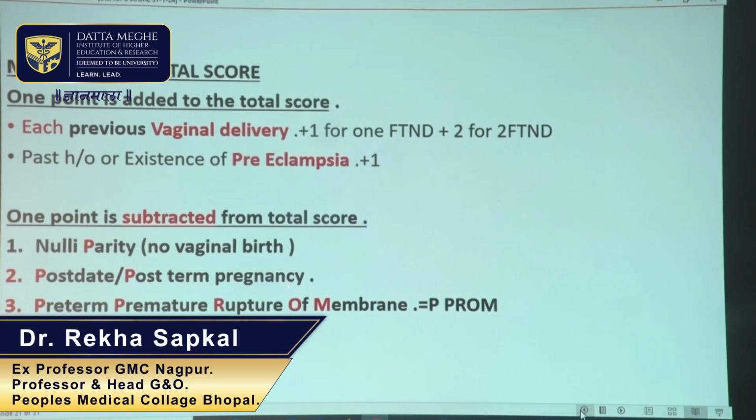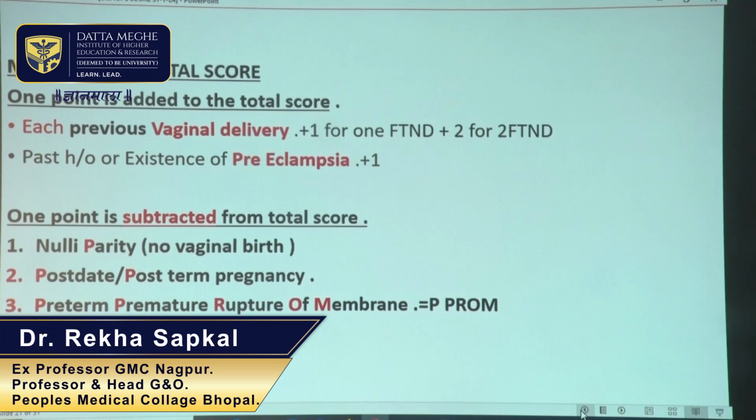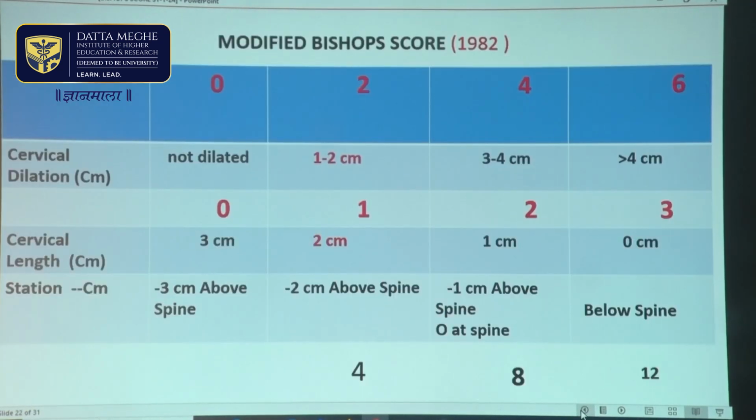Post date and post term pregnancy, here also dilatation is not good, so 1 point is subtracted. Preterm premature rupture of membranes, this is preterm rupture of membranes. That is why I told you the membranes favor dilatation of the cervix. If the membranes are already lost, then 1 point has to be subtracted from the total score. This is how, in the total score, we either add 1 point or subtract 1 according to the criteria. So, what is this modified Bishop score?